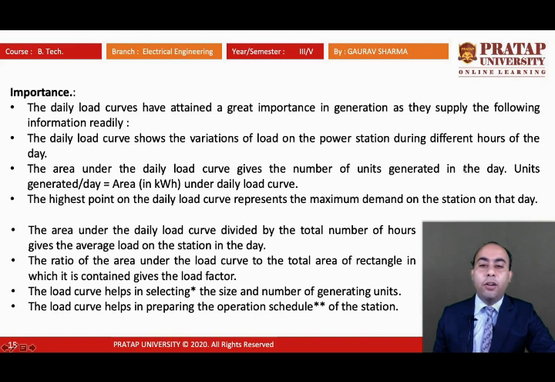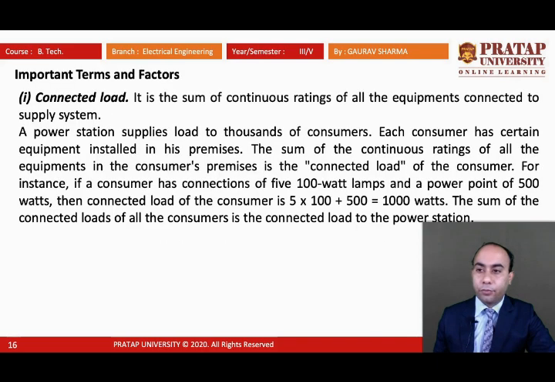The area under the daily load curve divided by the total number of hours gives the average load on the station in the day. The ratio of the area under the load curve to the total area of the rectangle in which it is contained gives the load factor.